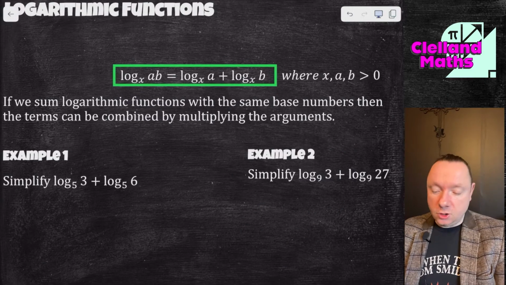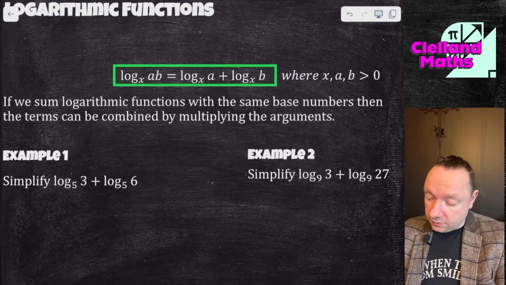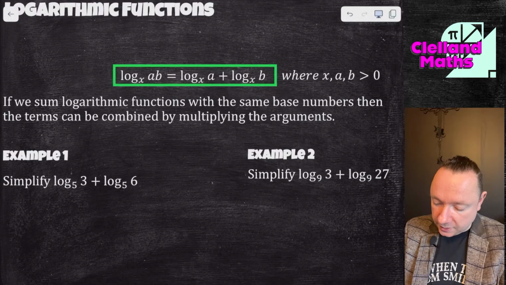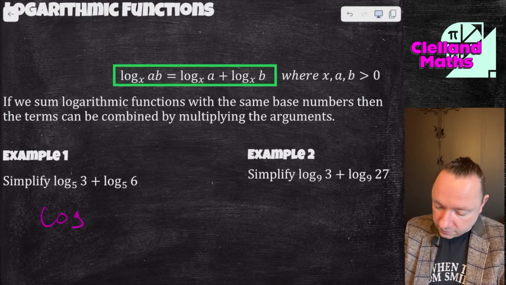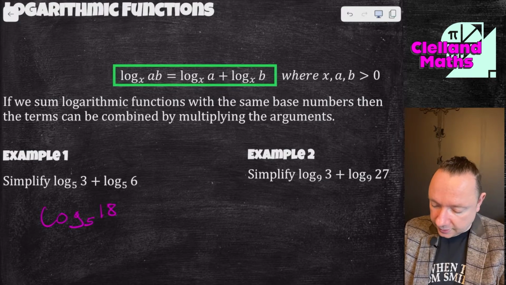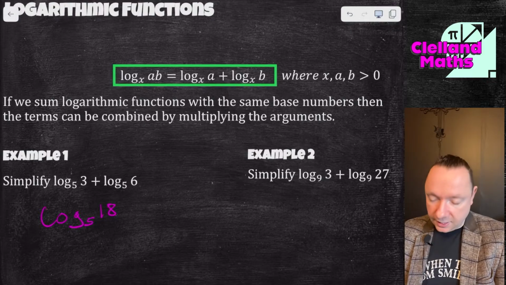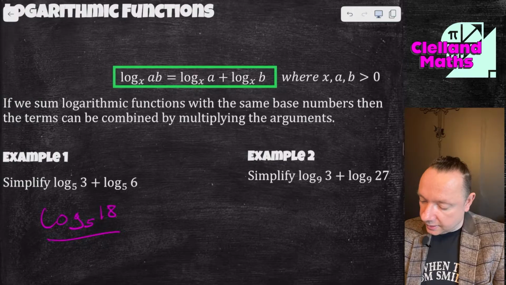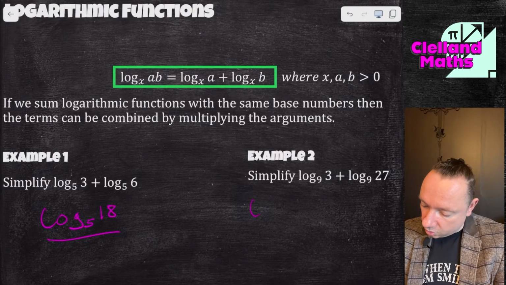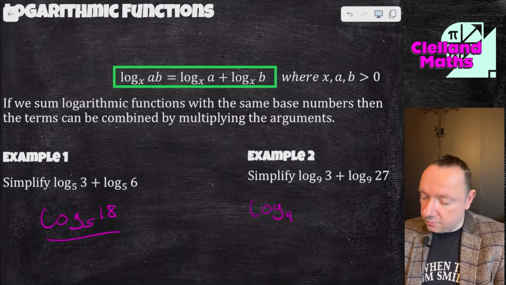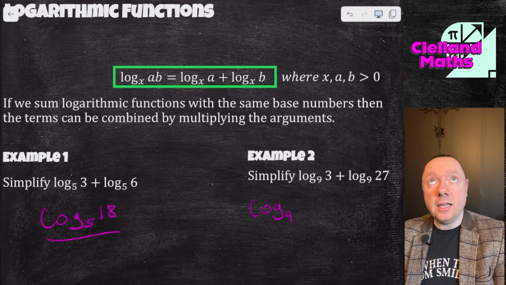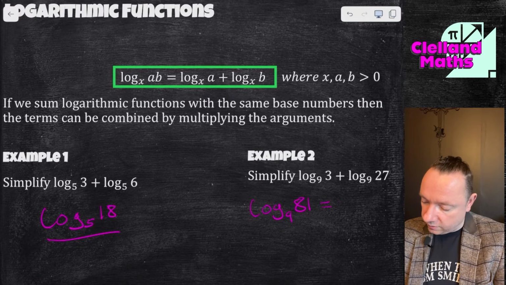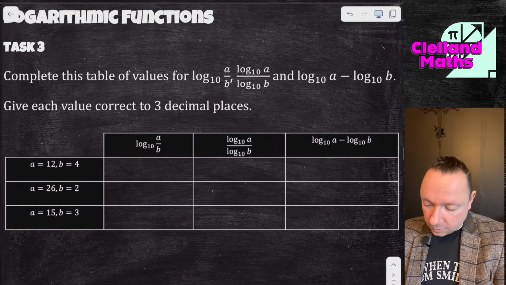A few checking examples, just making sure we're happy with that rule. We'll just leave our answer as a log if we can't work it out. Log base 5 of 3 plus log base 5 of 6 is log base 5 of 3 times 6, which is 18. I can't find a power of 5 that makes 18, so I'll just stop. Log base 9 of 3 plus log base 9 of 27. So that's log base 9 of 3 times 27, well that's 81. But I can work that out. 9 squared is 81, so that's 2. And we're done there.